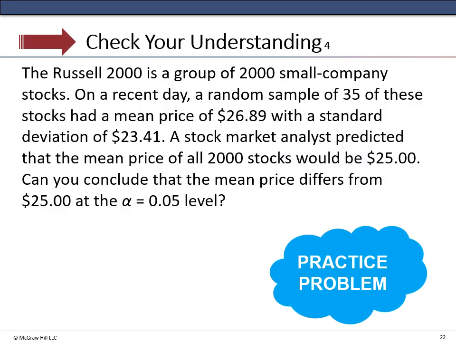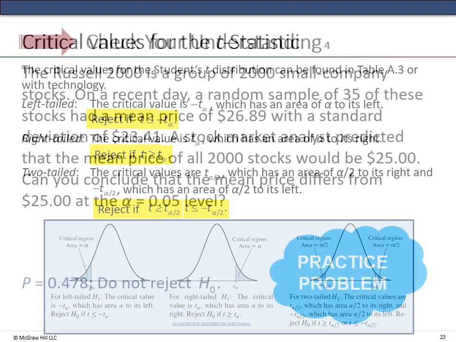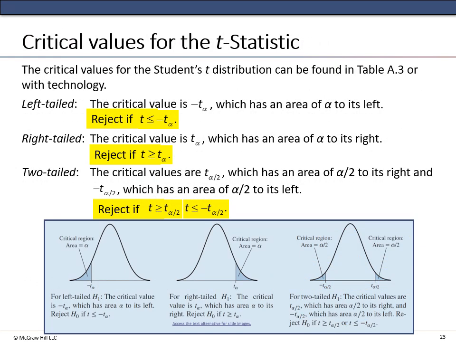Again, another problem. If you calculate the p-value, you get 0.478. That's almost 50% of the samples would have this value in it. So there's no reason to reject the null hypothesis.